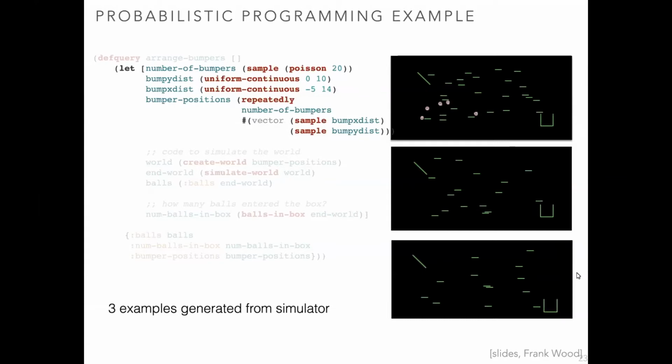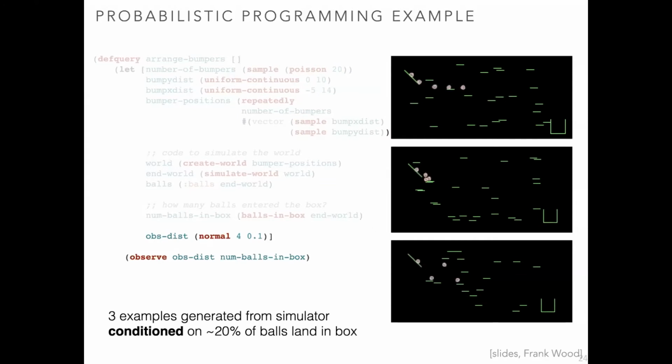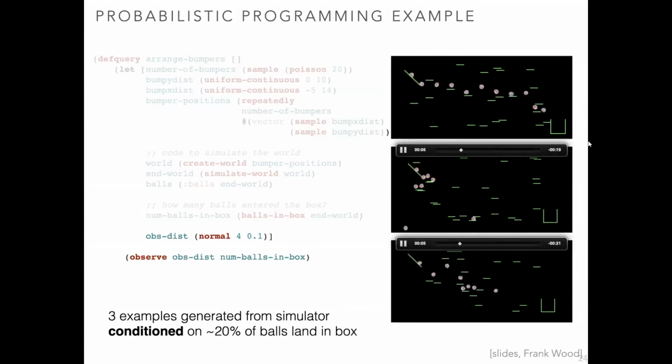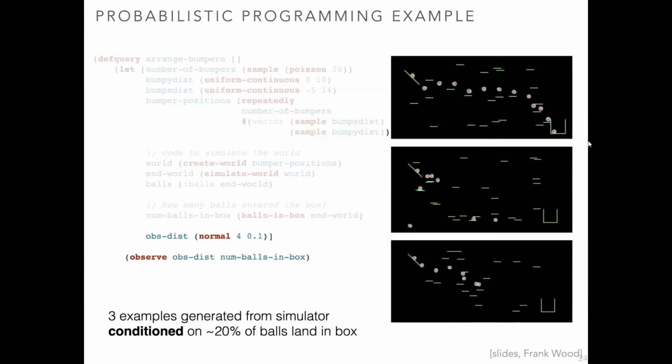But I can also do Bayesian inference, where I say, well, what would executions of this program look like conditioned on 20% of the balls landing in this box over here on the right? And then we can run it again, and you see other arrangements of these bumpers where you get this very unlikely outcome where the balls do happen to bounce and make it into the box on the right. This last one's pretty fun to watch. Yep, makes it.